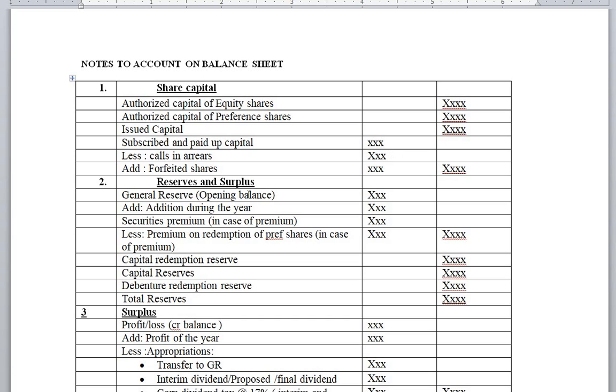And if there are any forfeited shares given in the question, you have to add them back to the paid up capital, and the total amount you have to balance in the outer column. So after balancing all these things, you can take it back to the balance sheet format and post it in the balance sheet format. Okay.